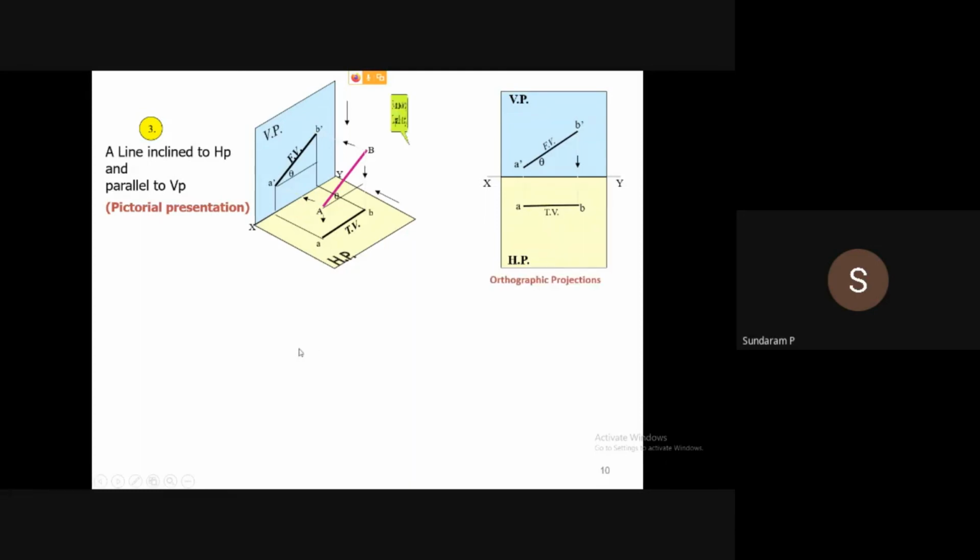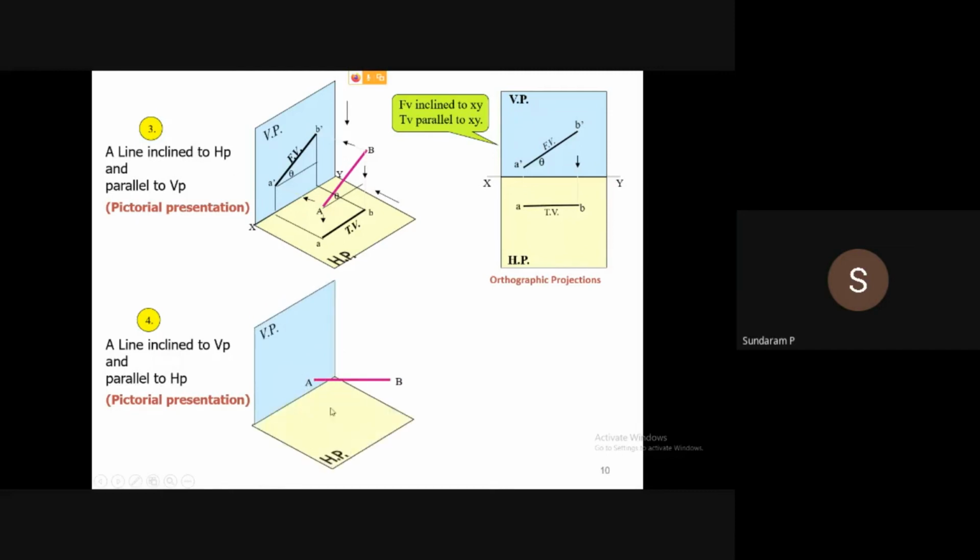Okay. So in the fourth case, a line inclined to the vertical plane and parallel to your horizontal plane. In pictorial view, we can assume the line is parallel to your horizontal plane and inclined to your vertical plane at some angle, theta. So here I can say theta is the angle of inclination with the vertical plane. When you look at the top, you will get the original length. When you look at the front view, you won't get the true length. You will get the shortened length of AB.